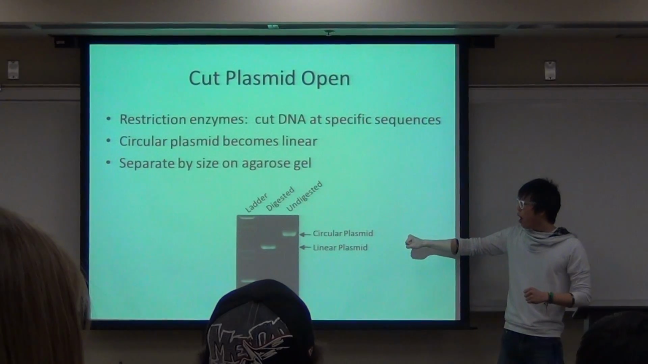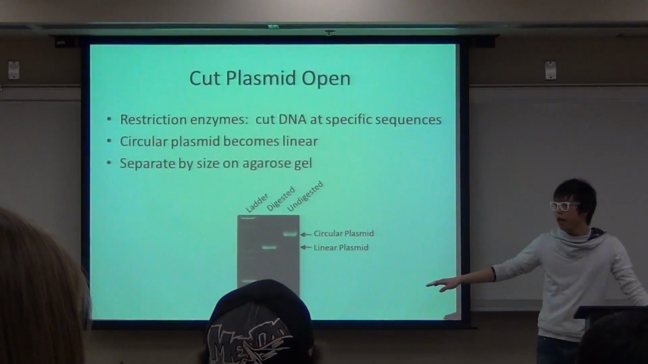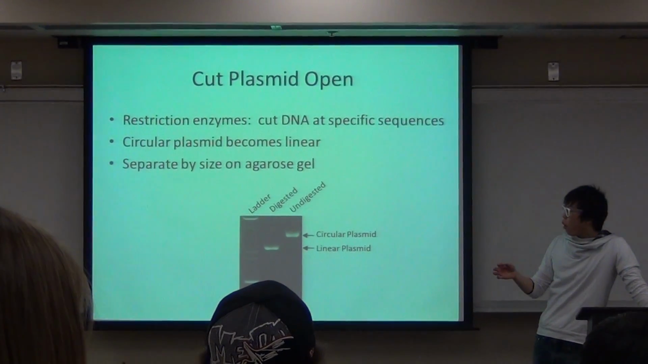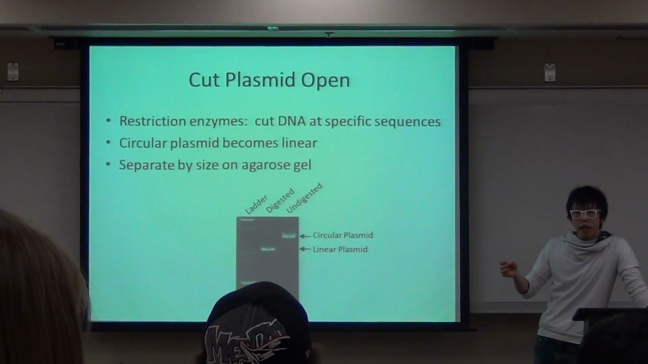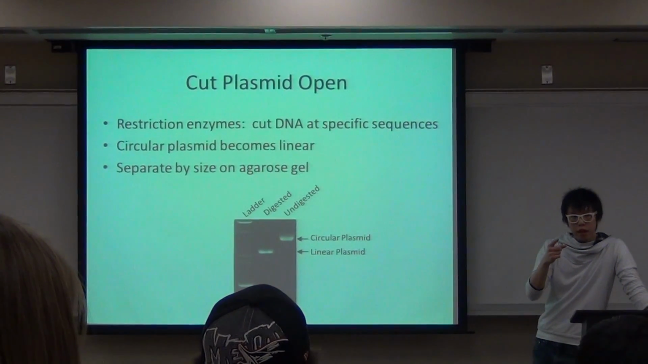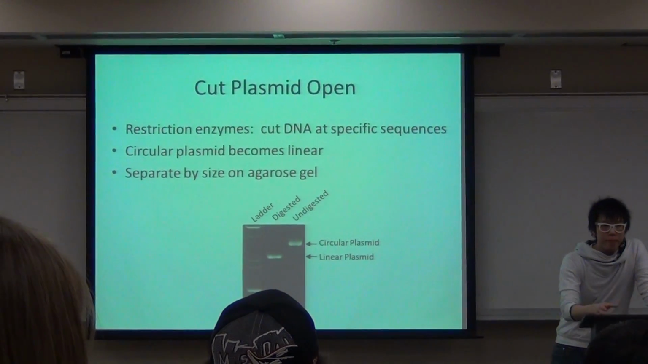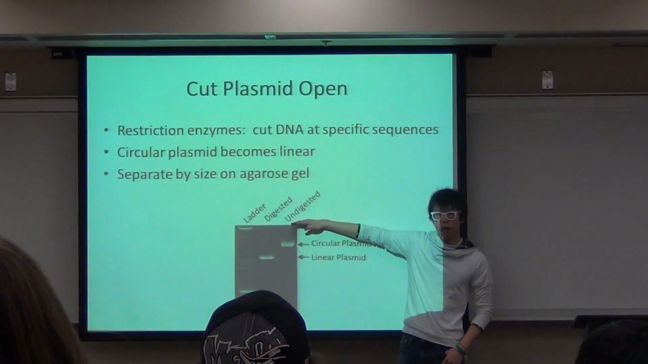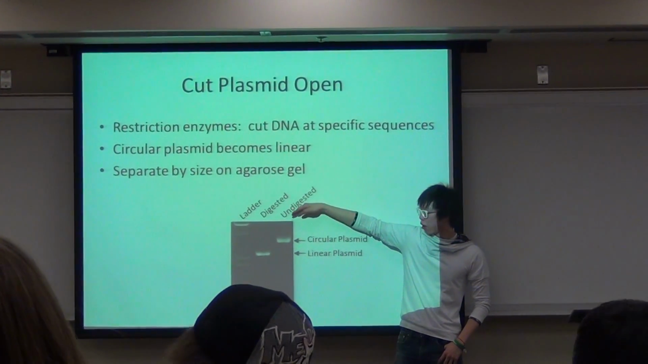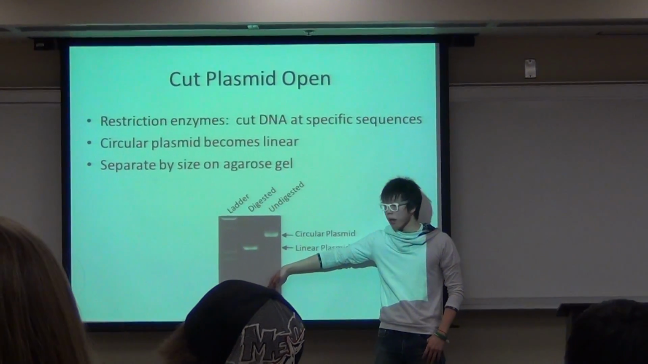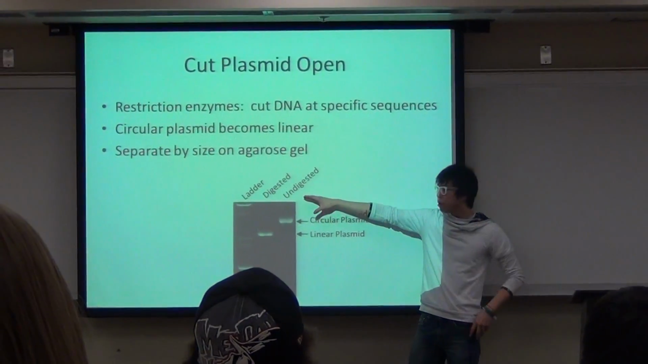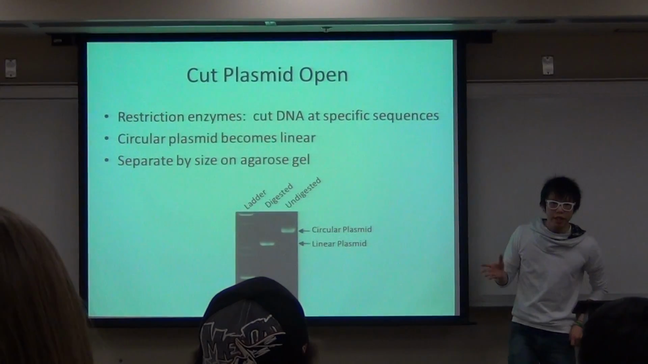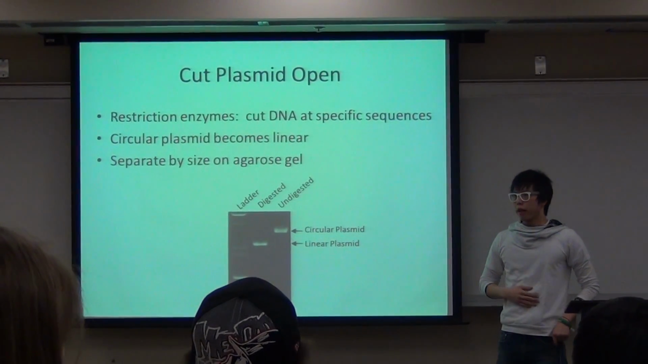It'll separate it by size. And the concept behind an agarose gel is essentially DNA is negative. So if you run a current through, we all know negatives and positives attract, right? So if you make this end of the gel positive by an electric current, and you put your DNA up here, your DNA will go to the positive end of the gel because it is negative.